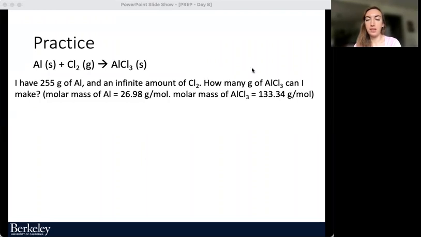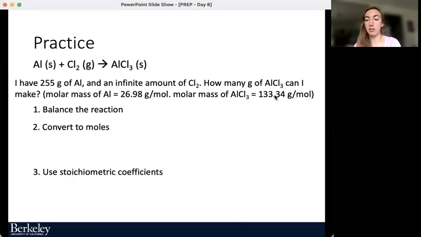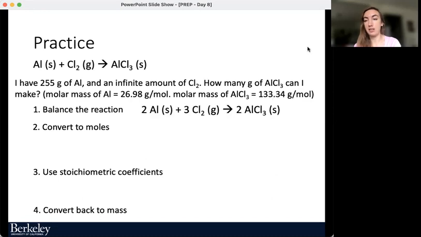Okay, so I'm going to follow exactly the same steps that I followed on the previous slide. The first step is always to balance the reaction. And then we're going to convert our 255 grams of aluminum to moles, use our stoichiometric coefficients, and then convert back to mass. So we're going to balance our reaction. It's the same as it was before. So I've done that step for you on the previous slide. Then I have 255 grams of aluminum. And that's the only thing that's going to matter because I'm never going to run out of chlorine.